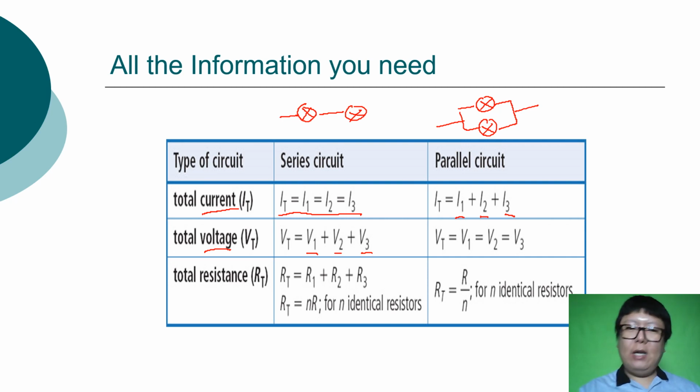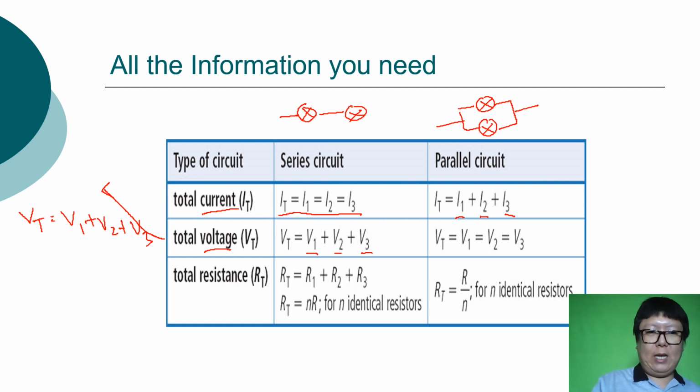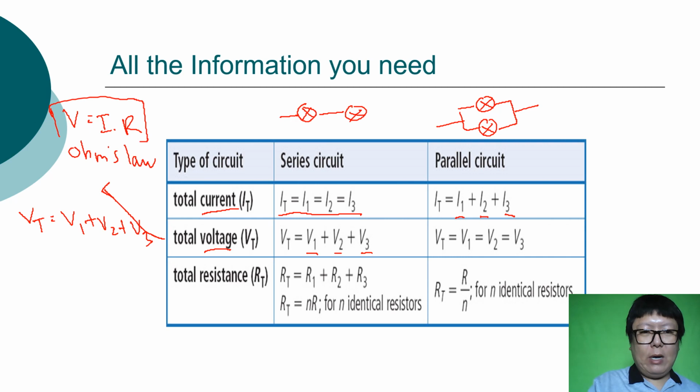So from here, we can get the resistance. We have learned that by using this formula, we can derive the formula of the resistance. So Vt equals V1 plus V2 plus V3, right? Then we learned in the last topic that V equals I times R, Ohm's law. Then you can replace the potential difference with this formula.